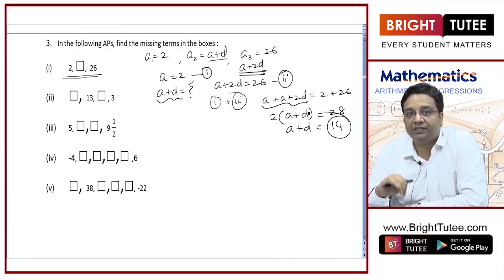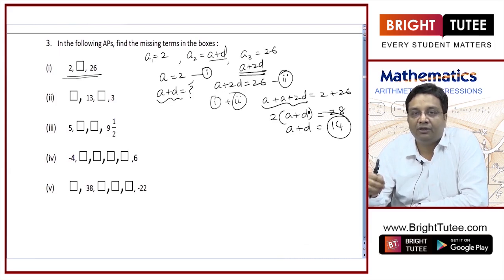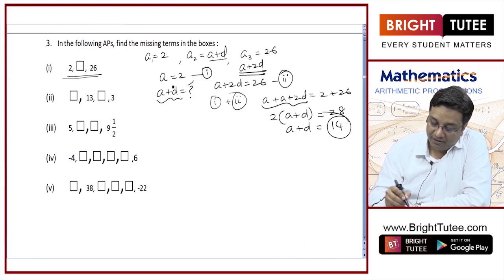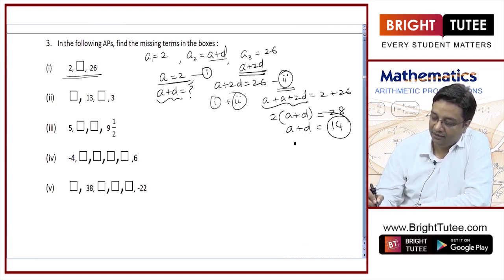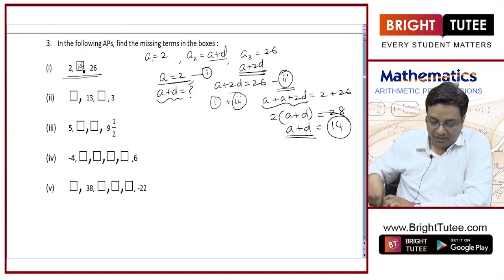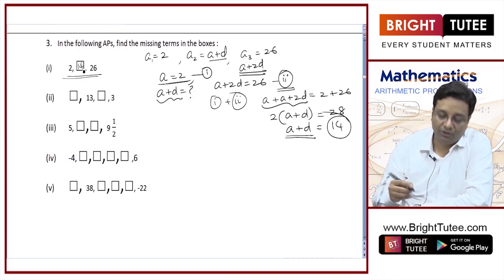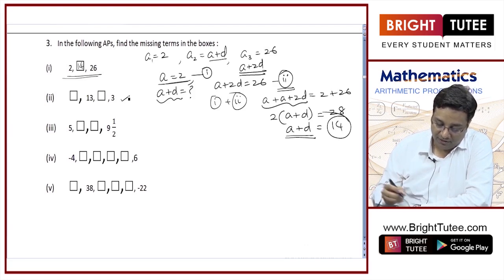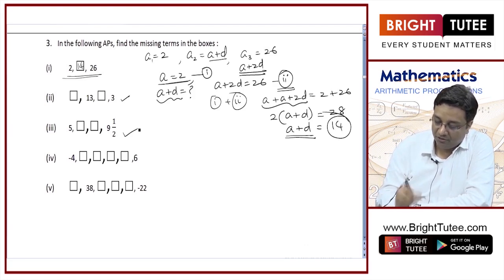So we were given the first term and third term. What we had to find out was the second term, which is A plus D, and we just added these two equations, right? And we got our second term. So 14 is your answer here, right? Let's leave the second question for you to do yourself, right? Let's attempt the third question now.